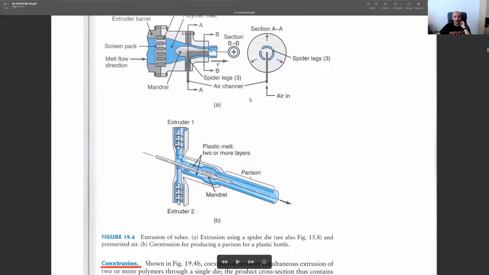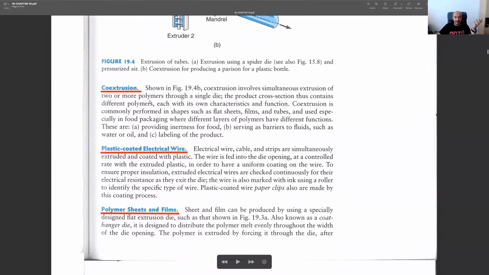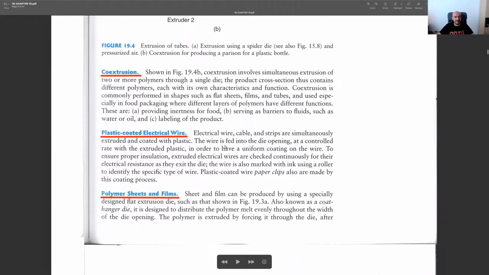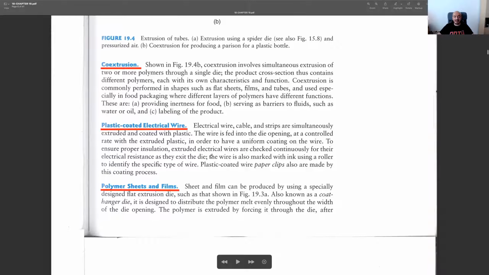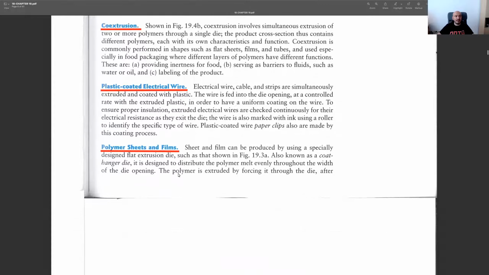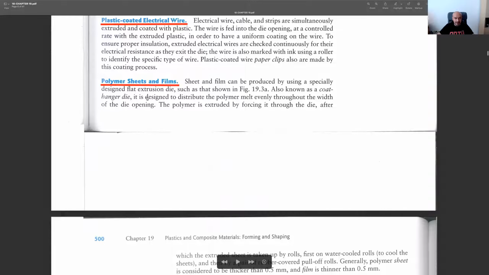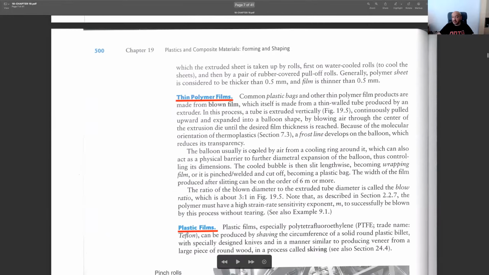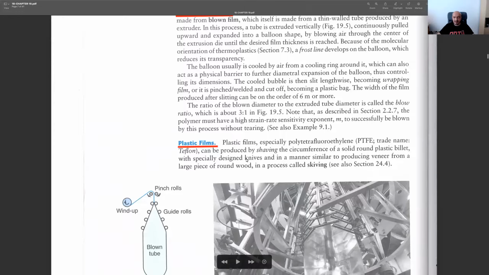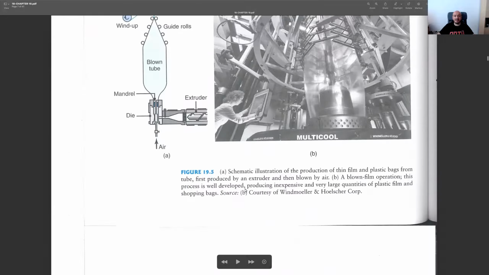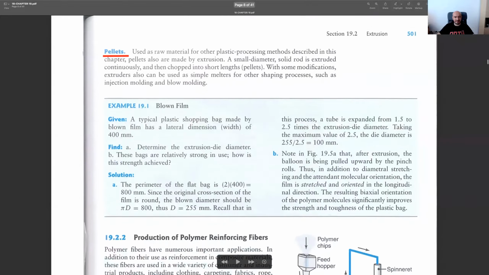It's an example of a spider die. We may even do co-extrusion, like in the case of metal extrusion. You may extrude several materials inside each other so that different properties will be obtained. You may produce electrical wires and coat them with plastics. You may extrude sheets or films, or even thinner plastic films. They are all possible with the help of extrusion processes.